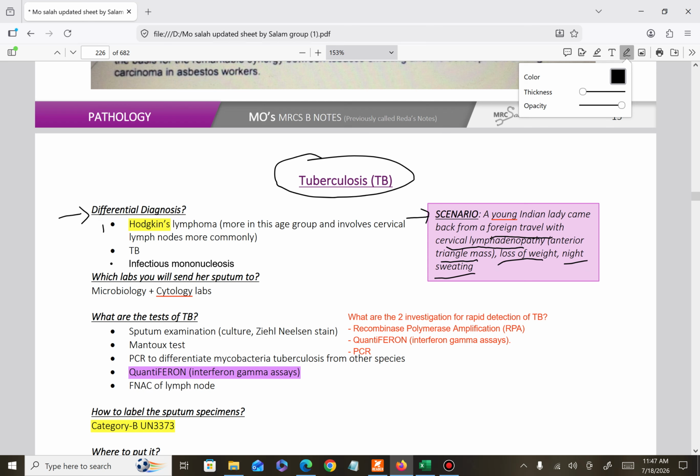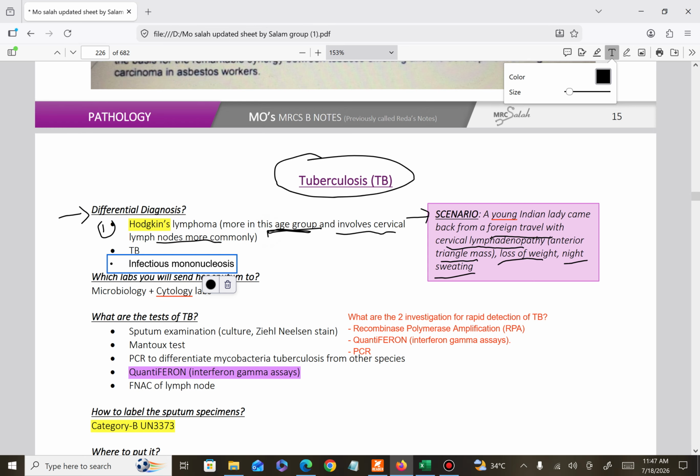The first differential is Hodgkin lymphoma, because it is more common in this age group and involves cervical lymph nodes more commonly. The second is TB, tuberculosis, because the young lady with a travel history, loss of weight and night sweating can also raise suspicion for TB. And the third one is infectious mononucleosis.